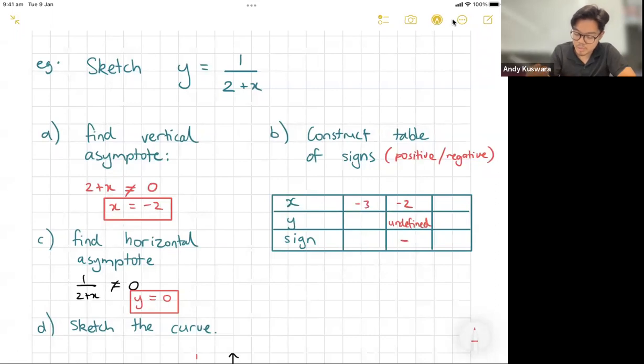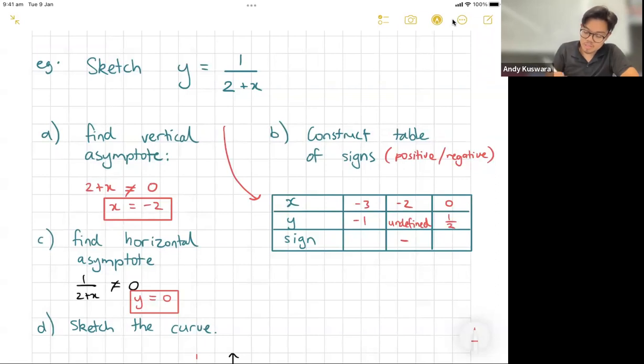Let's pick -3, and let's pick any value that's to the right of, or greater than, -2. I'm going to pick 0 just to make things easy for me. Now I'll substitute it into here. If that's x, then y would be 1/2 plus -3, so that's just going to be -1. On the right-hand side, if I substitute in 0 for x, y would be 1/2 plus 0, which is just half.